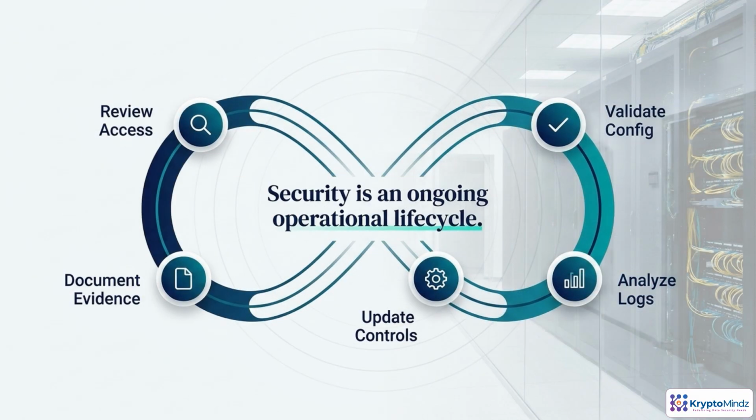Luna HSM security should be treated as an operations loop, not a project you finish. Regularly review who and what has access, especially partitions and service accounts. After any upgrade or infrastructure change, revalidate configuration baselines. Continuously analyze logs and alerts for anomalies, then adjust or tighten controls. Document decisions, ownership, and evidence, so audits, incident response, and future reviews all start from a known, trusted state.